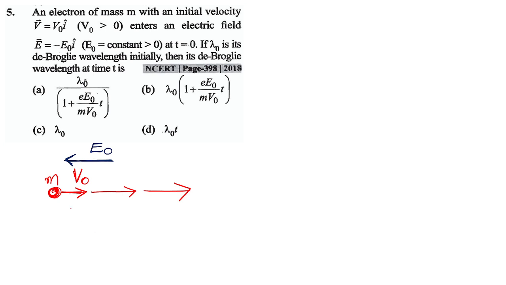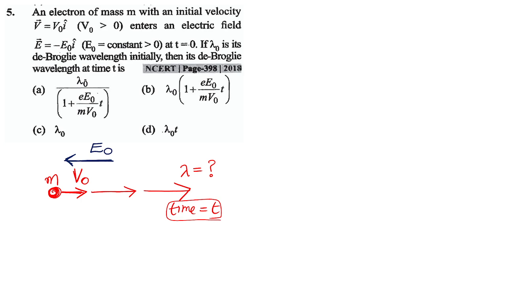Initially, when time equal to 0, the velocity was v0. As there is an electric field, which is equivalent to a force, the velocity will be increased. So our question is, when time equal to t, what is the de Broglie wavelength? That is the question. Clear?